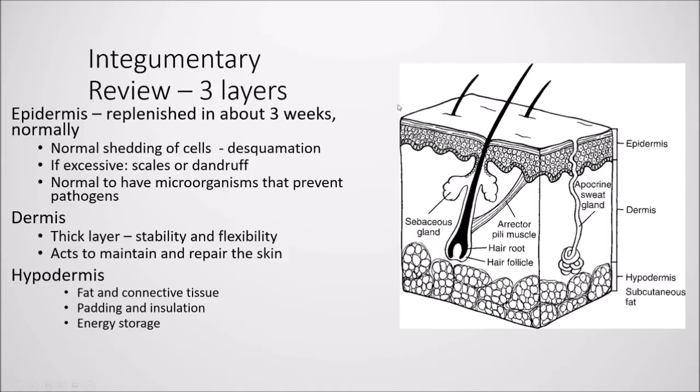Reminder, the skin is 3 layers: epidermis, dermis, which is the big part, and then the hypodermis or subcutaneous tissue. The epidermis is replenished every 3 weeks normally. Normal shedding of the cells is called desquamation. If it's excessive, then we have scales or dandruff. It's normal to have microorganisms on your skin that prevent pathogens. If they go away, you'll have more pathogens on your skin.